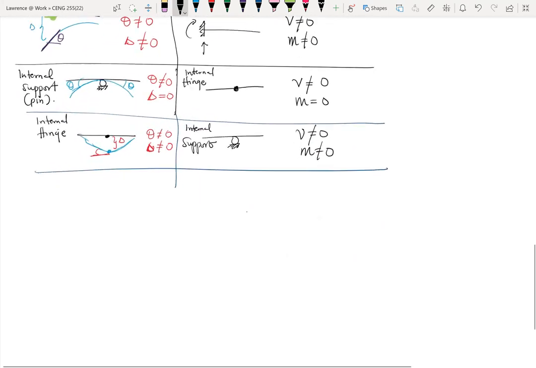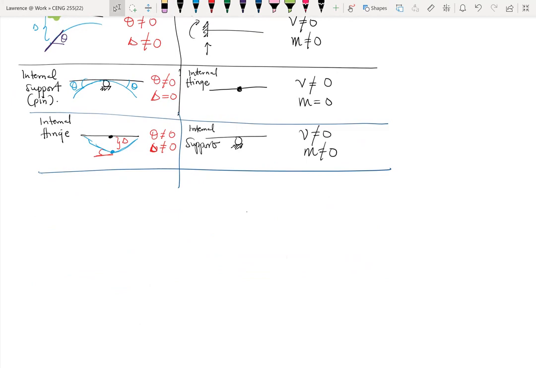So let's look at some examples of how to convert from a real beam to a conjugate beam, because that's one of the key things we need to do. Let's say I have a simply supported beam. This is a real beam. To convert into the conjugate beam, it ends up being the same thing.